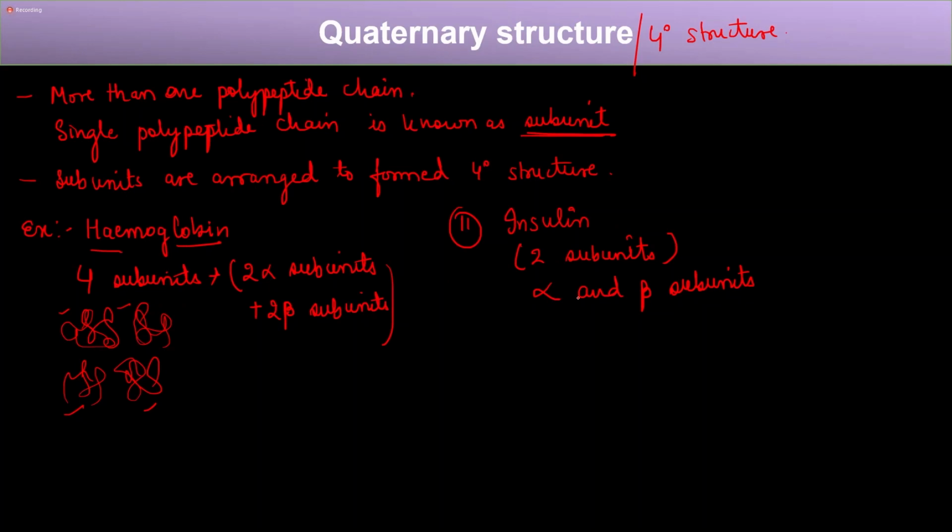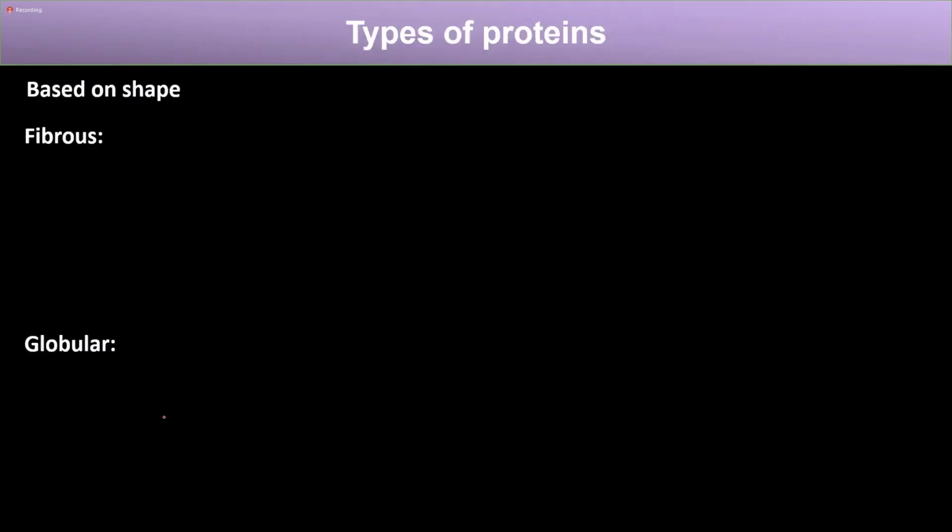So we saw that there are four types of structure: primary, secondary, tertiary, and quaternary. In quaternary structure, there is more than one polypeptide chain, but in the rest of the three structures, there is only one polypeptide chain. Okay. Now, next, there are types of protein based on shape. So we'll talk about the types of protein on the basis of shape.